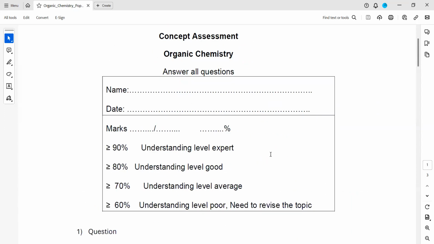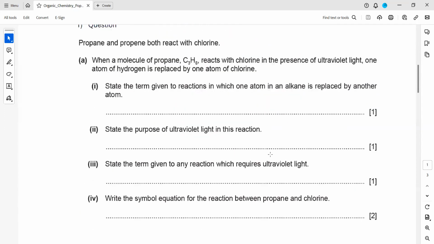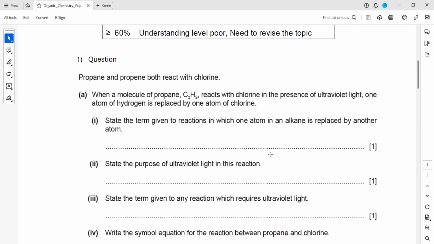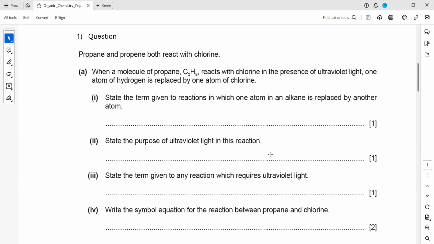So this is organic chemistry pop quiz 1. Propane and propene both react with chlorine. When a molecule of propane, which is C3H8, reacts with chlorine in the presence of ultraviolet light, one atom of hydrogen is replaced by one atom of chlorine. State the term given to the reaction in which one atom is replaced by another.